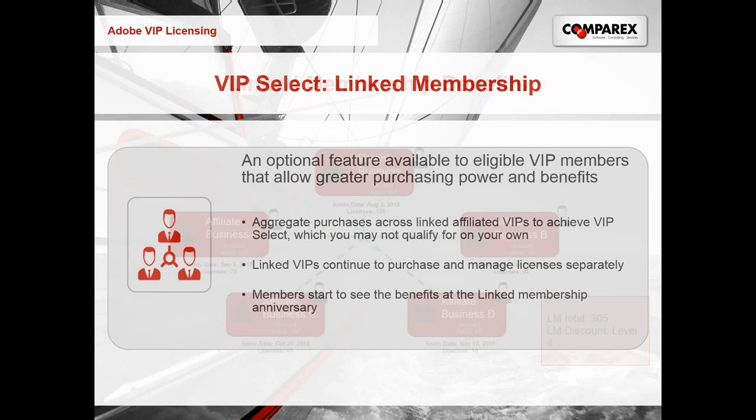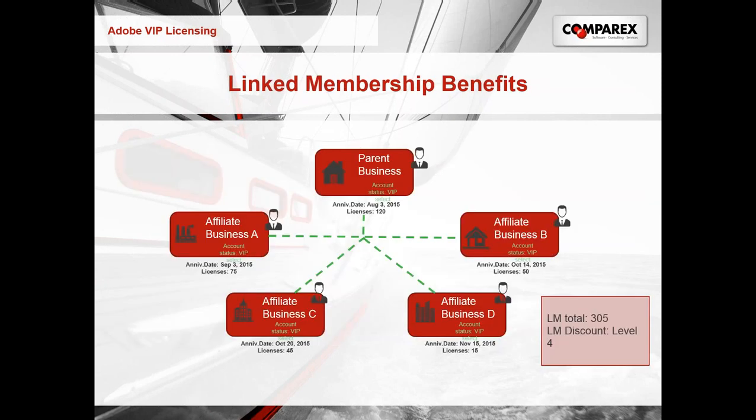You can see a specific example of a parent business unit and the affiliates. The affiliates have to be under common ownership or control of the parent organization, but they will still have to administrate their own VIP admin portal. Here you can see the affiliates have different anniversary dates, and this will not be changed. And they have different number of licenses, so they are on different price levels. This will change if they qualified for linked membership.